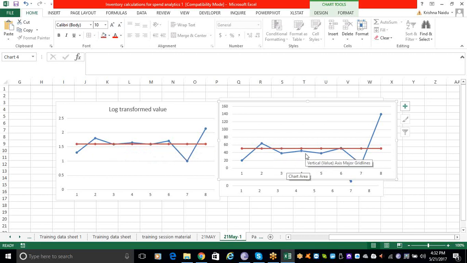So log transformation has helped us take the number 3, number 4 data points closer to the average. But if you look at the sixth point, it was very close to the average in the untransformed graph, but in the log transformed, the sixth point has gone a little above. Even the first data point in the untransformed is quite far, but in the log transformed, it has moved closer to the average.